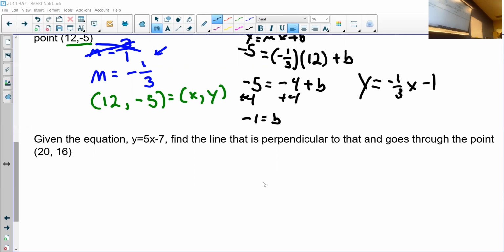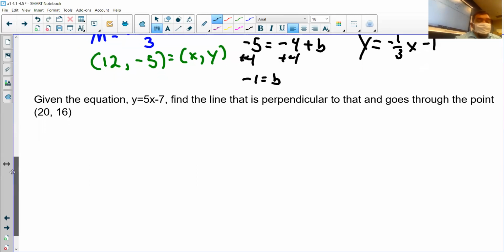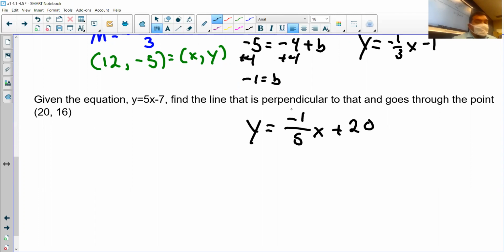Sure. Let's talk about this. Did you know how to start? Okay. All right, Ethan, what's the final answer? y equals -1/5x plus 20. Good job. So just a recap, how do we get that?